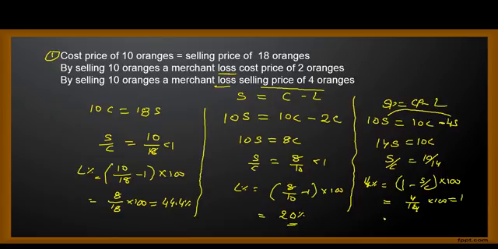So 200 by 7. Approximately how much will you get? 7 2s are 14, 60, 7 8s are 56. About 28.5 percent approximately. This is the loss. So loss percentage equals (1 minus s by c) into 100. Here you will actually get a negative, because the negative of profit is nothing but loss.